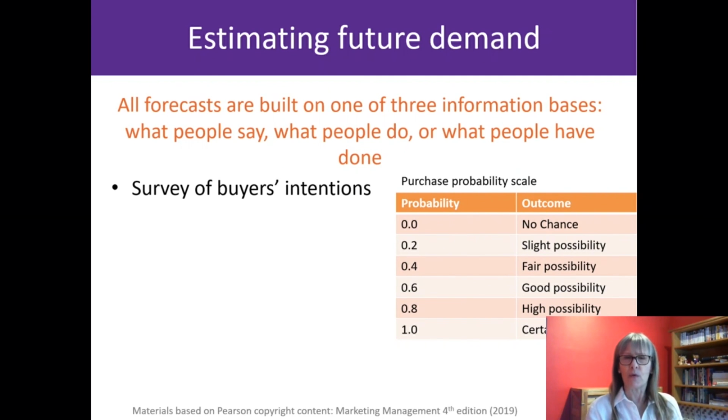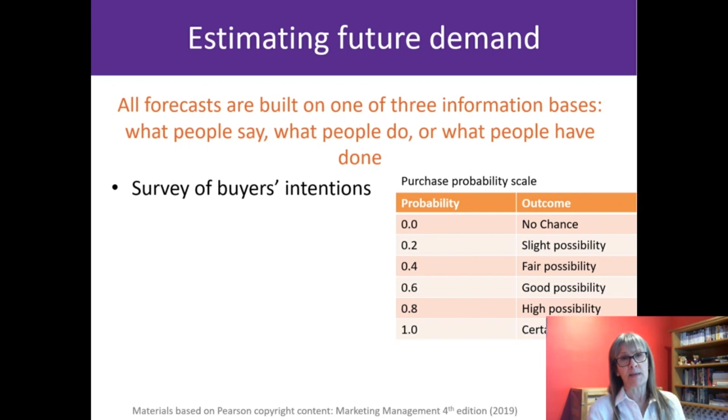But how can a company forecast that market share of that industry? They may create their own or buy in forecasts from outside sources, such as marketing research firms, which interview customers, distributors, and other knowledgeable parties. However, all forecasts are built on one of 3 information bases: what people say, what people do, or what people have done. Some examples of information sources are firstly a survey of buyers. Do you intend to buy? And you can see the scale in the table there.